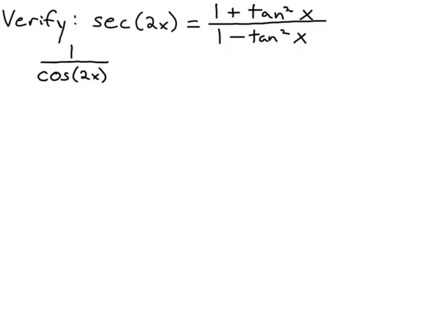So let's go ahead and try to change this right side a little bit. So this (1 plus tangent squared x) over (1 minus tangent squared x). We'll go ahead and change the tangents to sine and cosine. Let's see if that helps a little bit. So I'm going to write this as 1 plus sine squared x over cosine squared x on the top. So just change that tangent squared to a sine squared over cosine squared. Same thing on the bottom. I'm going to get a 1 minus sine squared x over cosine squared x.